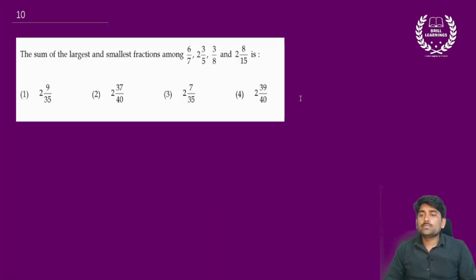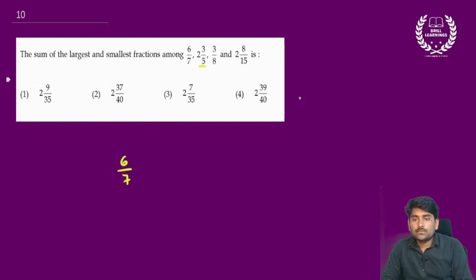The sum of the largest and smallest fraction among these. First, convert all mixed fractions into improper fractions. First one is 6 by 7. Second one is 5 twos are 10, 13 by 5. Next one is 3 by 8, and the last one is 15 twos are 30, 38 by 15.